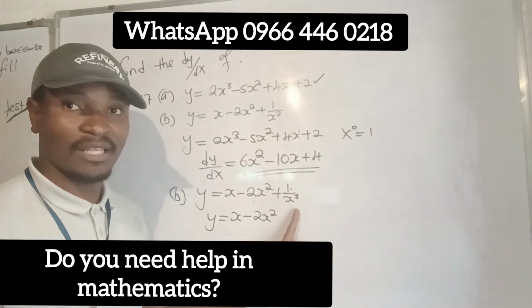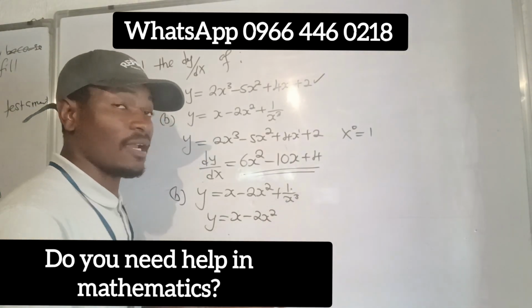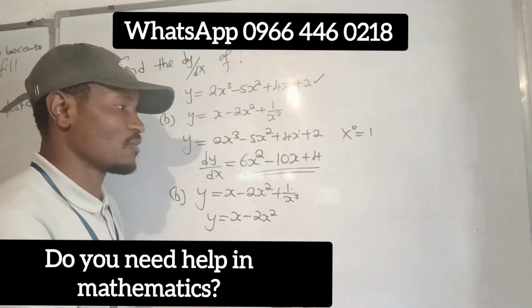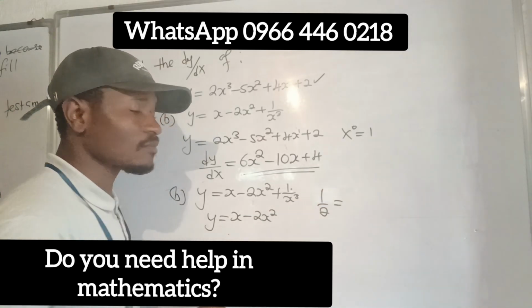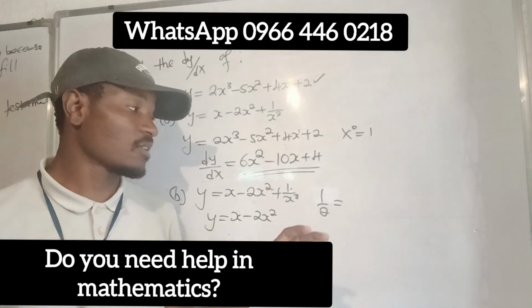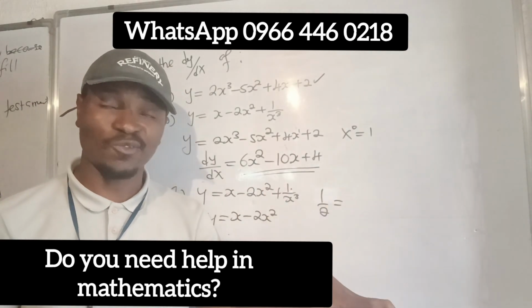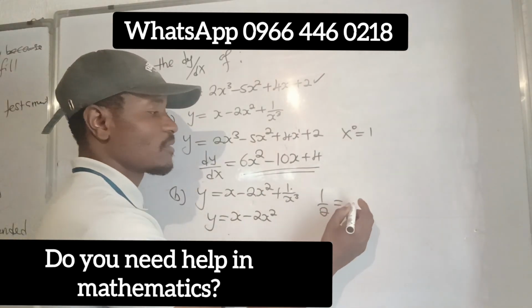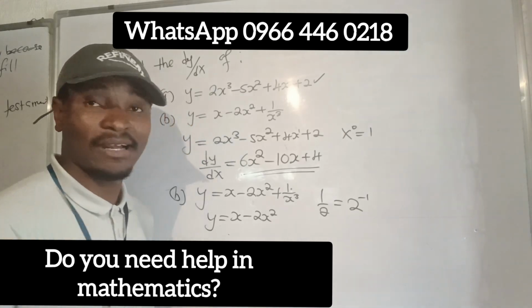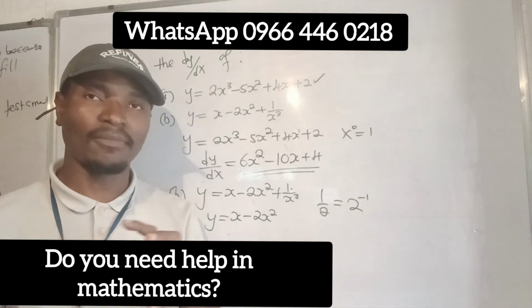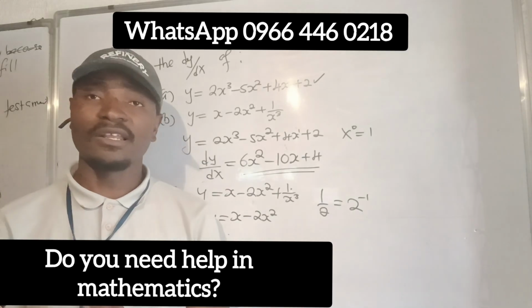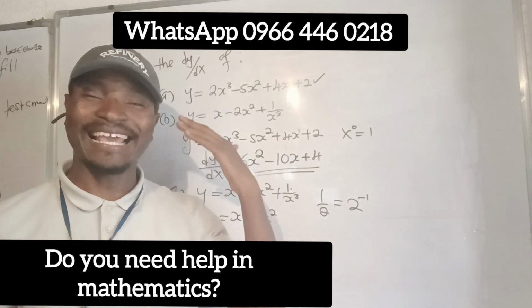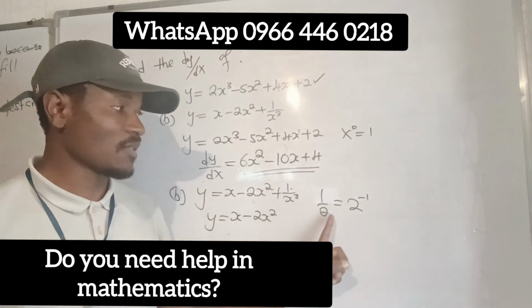Now, if you want to remember what happens here, for example, if I have 1 over 2 as a fraction, to convert this 1 over 2 into index form, I'm just going to say it's 2 to the power negative 1. So any number or integer that is in fraction form is always going to carry a negative power, just like this one.